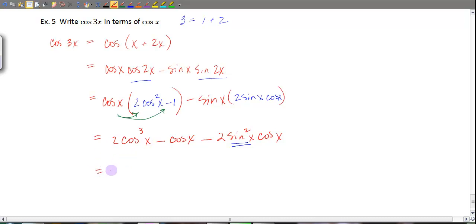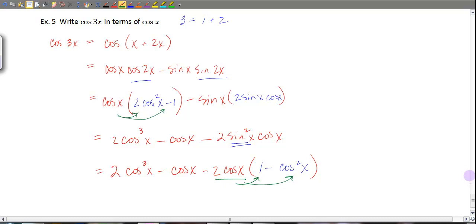Let's first rewrite this. 2 cosine cubed x minus cosine x minus, now I'm going to do something here. I'm going to take the 2 and bring it down. I'm going to bring the cosine x to the front. And then I'm going to rewrite sine squared x as 1 minus cosine squared x. Okay? Now I did this, bringing it to the front so that I can distribute it, and it's a little bit easier for me to see. So I'm going to distribute my 2 cosine x and then clean this up.